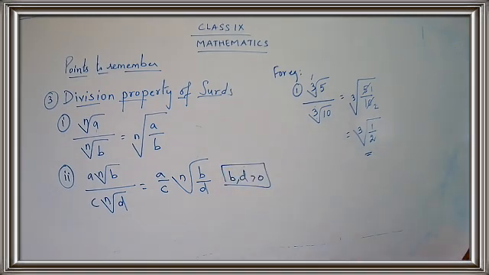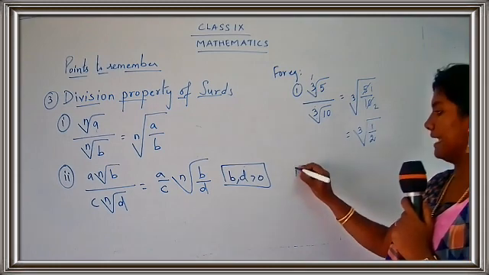So I have just given you an example for the first rule. If you have cube root of 5 upon cube root of 10, it will be taken as cube root of 5 upon 10, that is 1 upon 2. You can just simplify wherever it's possible. You can simplify, no problem. Let's take one more example. Second one.